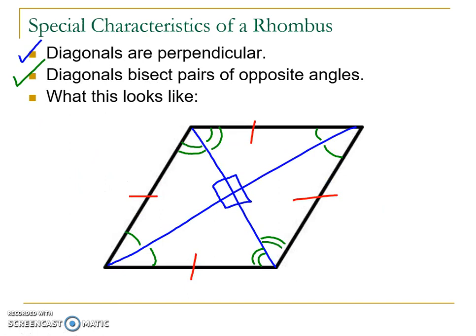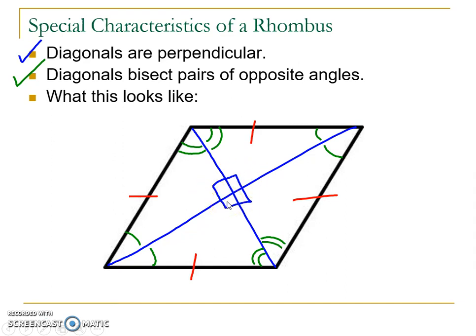Special characteristics of a rhombus. Diagonals are perpendicular. So when you draw a diagonal line from one point to the next, and draw another one, they are 90 degrees perpendicular inside here.